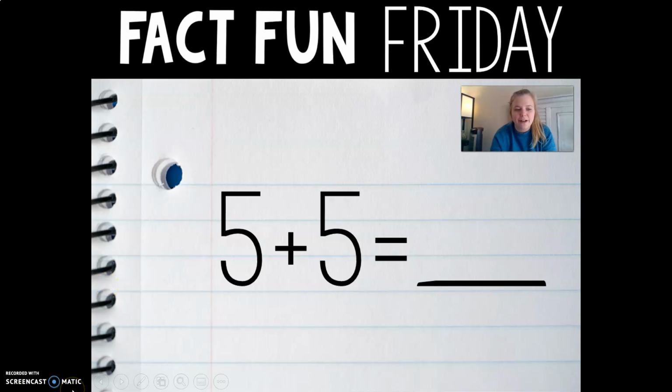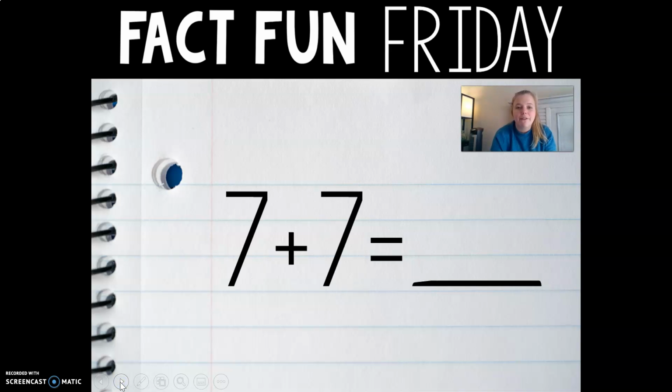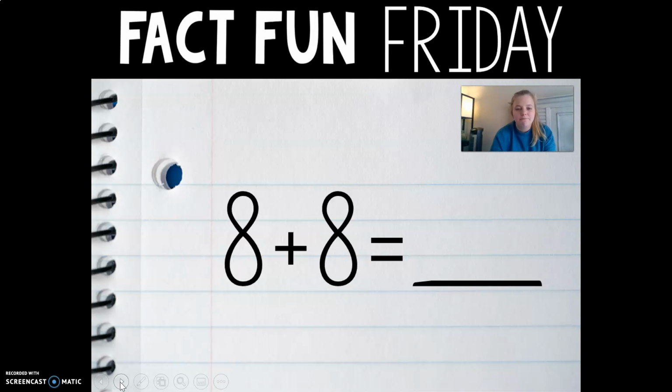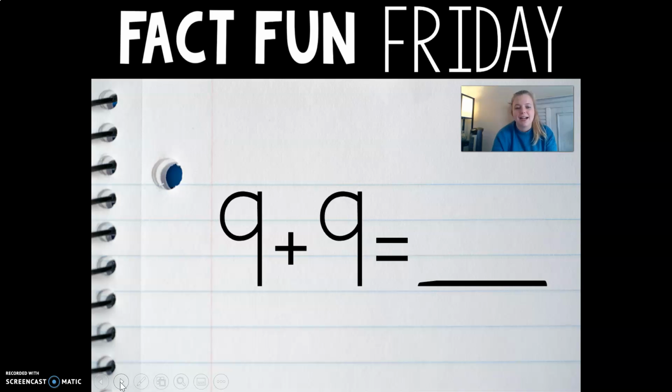So this one is 5 plus 5. Ooh, 5 plus 5. You can pause the video and then hit play when you're ready to keep going. 6 plus 6. Pause the video, and when you're ready, hit play. 7 plus 7. Pause the video. When you're ready, hit play. 8 plus 8. When you're ready, pause the video and then hit play. 9 plus 9. Pause the video, and when you're ready, hit play.